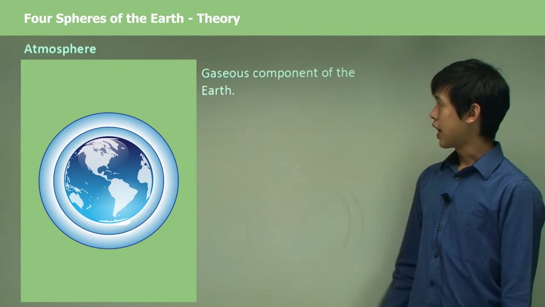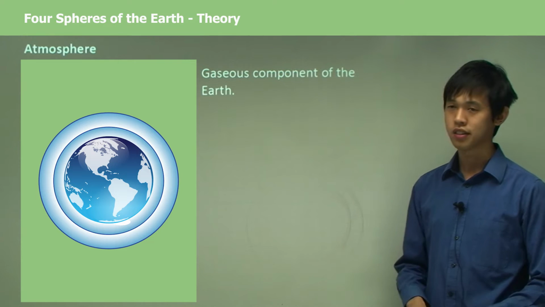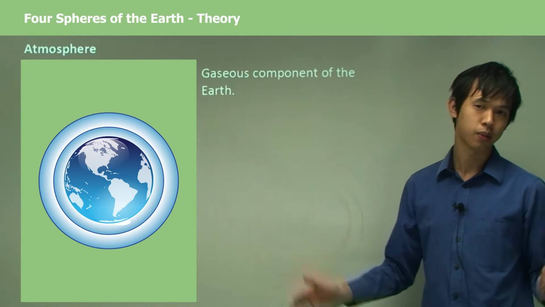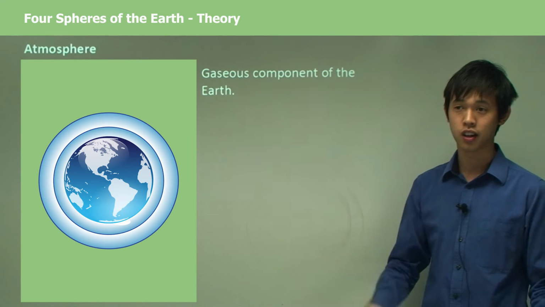The atmosphere. Gaseous components of the Earth's surface. So that's what they are. They're the gas parts of the Earth. So that was what the atmosphere is. I'm sure we've seen the atmosphere before. So it's any sort of gas that we see just surrounding the Earth's surface.